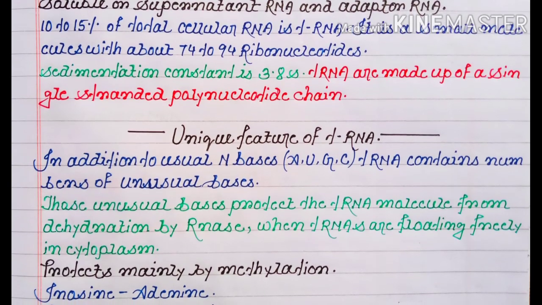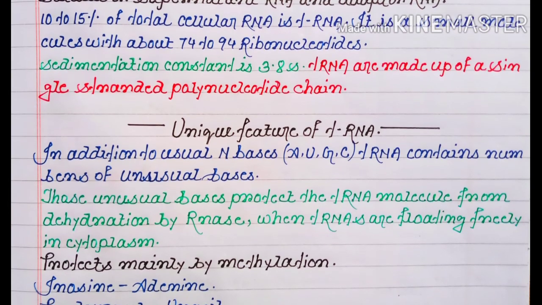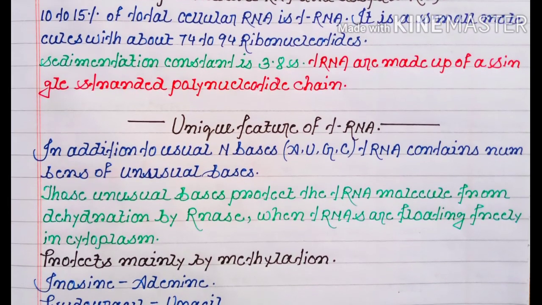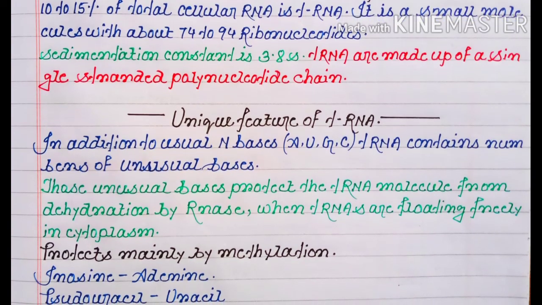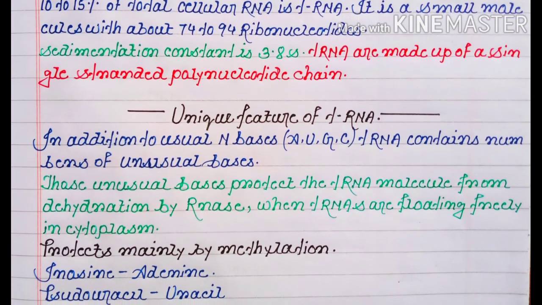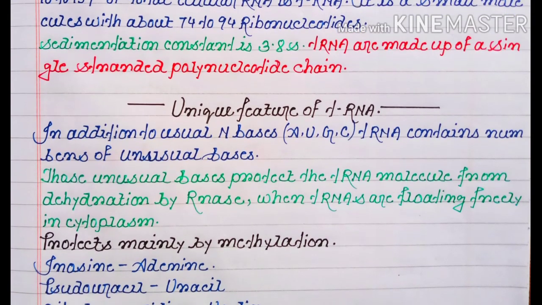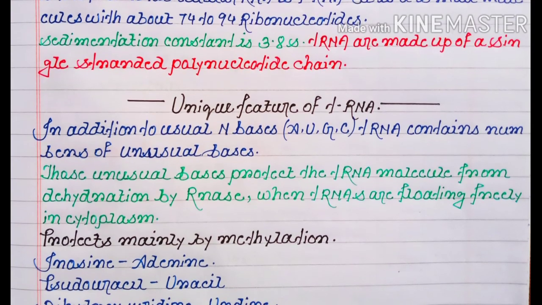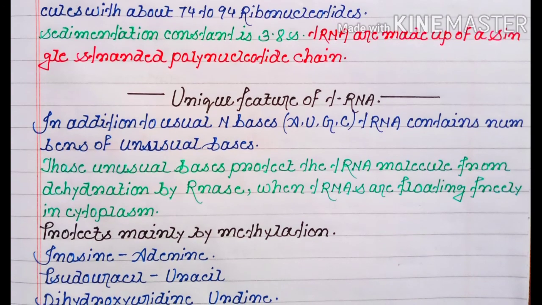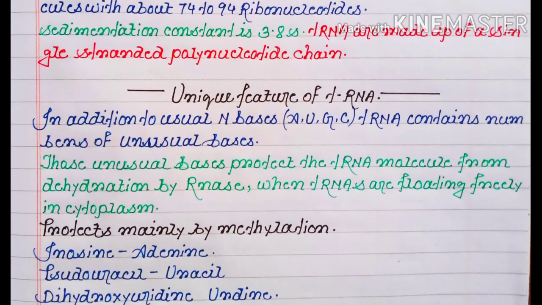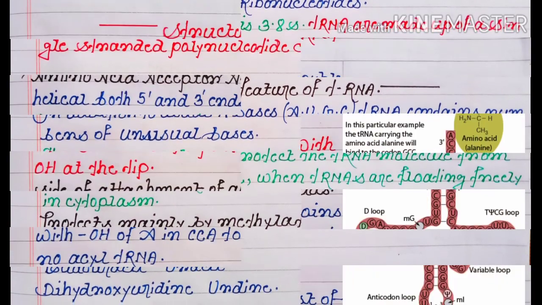The unique features of tRNA. In addition to the usual nitrogen bases adenine, uracil, guanine and cytosine, tRNA contains a number of unusual bases. Those unusual bases protect the tRNA molecule from degradation by RNase when the tRNA is floating freely in the cytoplasm.